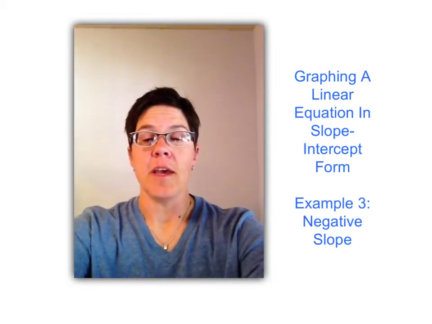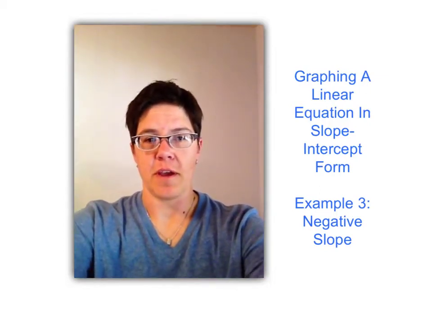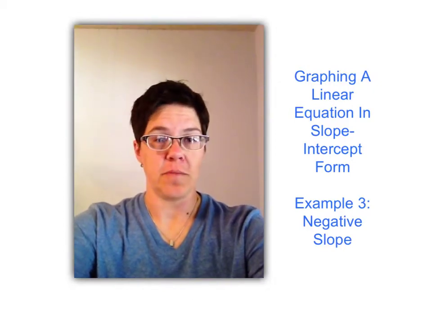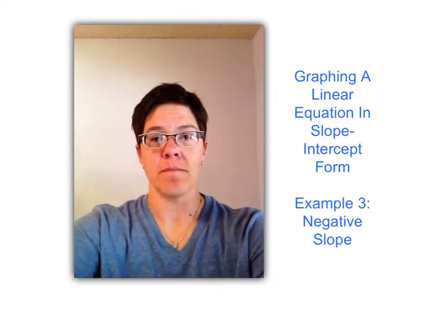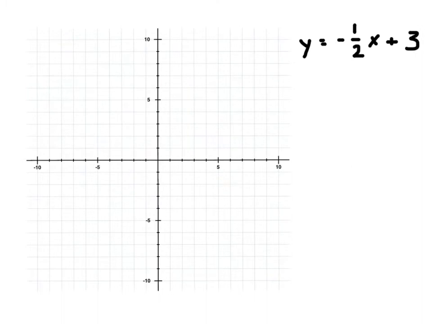Hi, this is Julie. In this video we'll be taking a look at graphing a linear equation in slope-intercept form in which the slope is negative. We're going to graph the equation y equals negative 1/2 x plus 3.